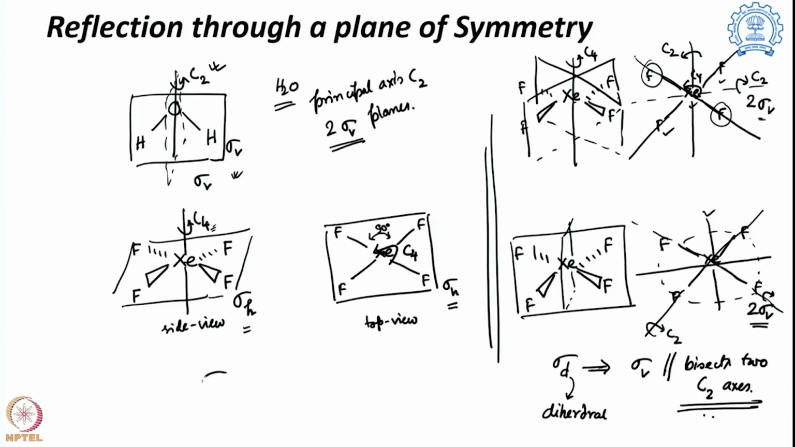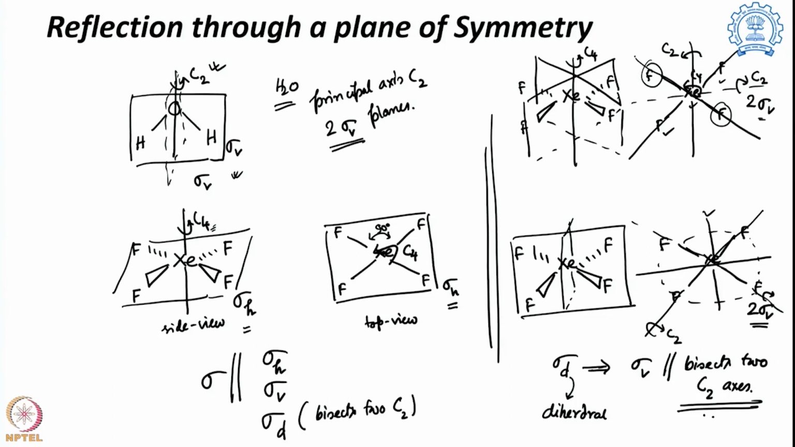So all we learned, there are 3 different sigma planes: sigma H, sigma horizontal, perpendicular to the principal axis; sigma V, sigma vertical, which contains the principal axis; and sigma D, which is a special kind of sigma V but bisects two C2.